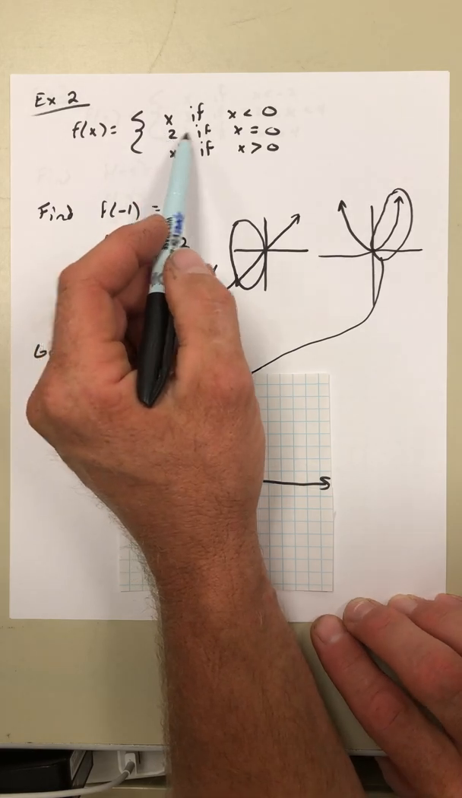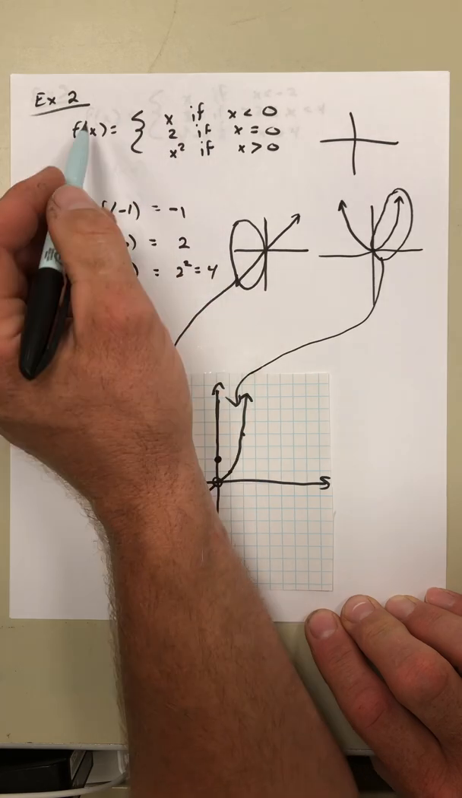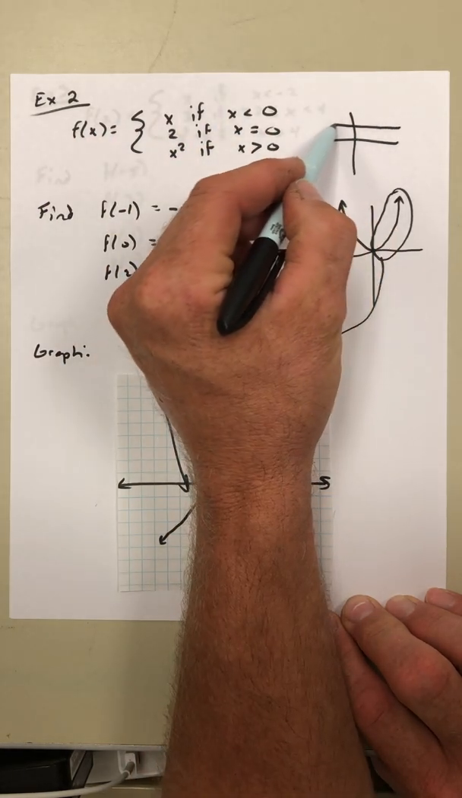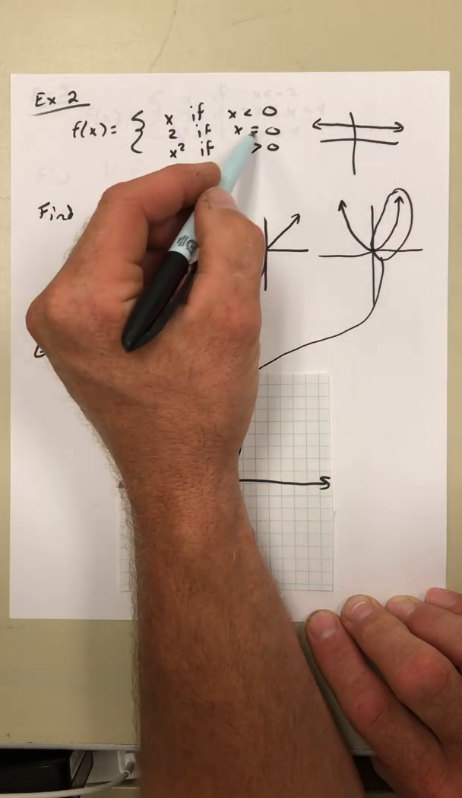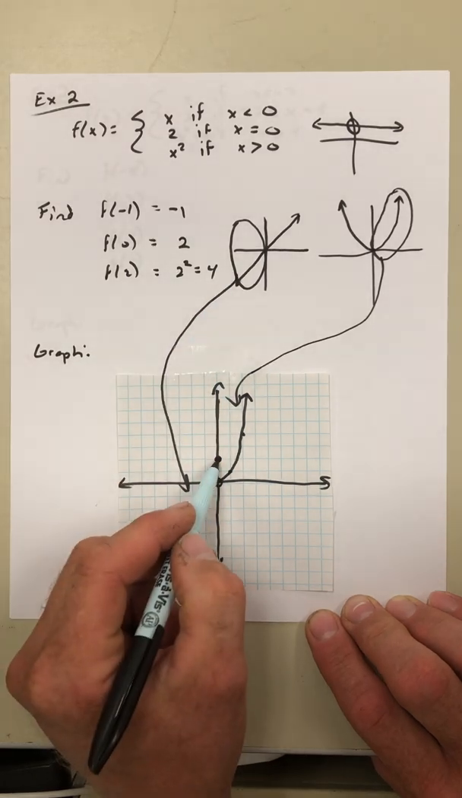Well, what does 2 if x equals 0 mean? So we can graph that. That's just a linear function as well, y equals 2. So that would be this graph here when x equals 0. So we're only interested in that point right there, and that's the point that we graphed.